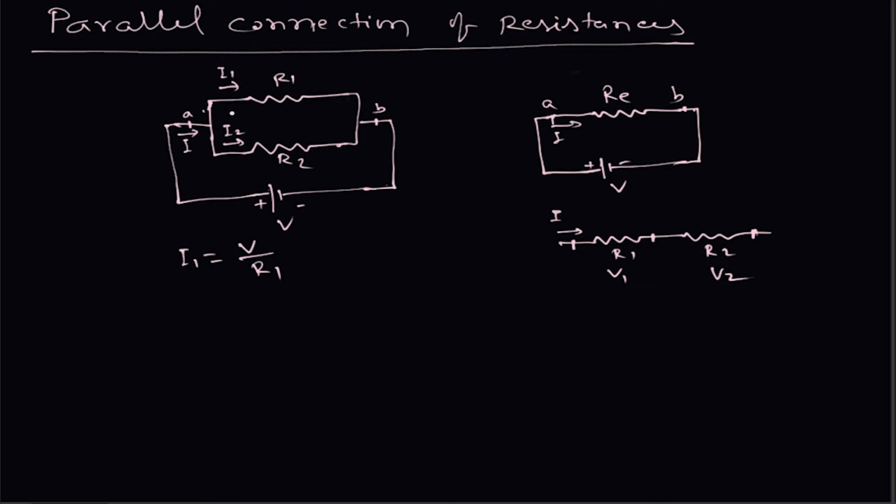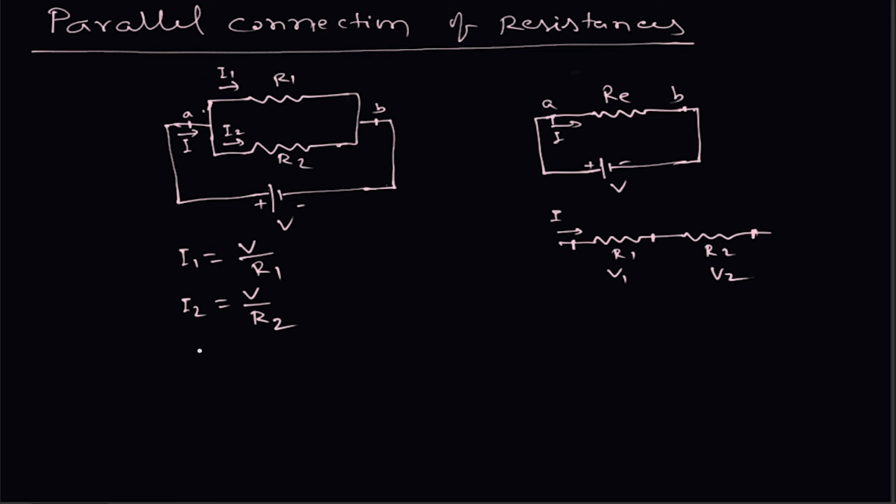Voltage across this resistance is the same as this voltage. They are directly connected. And I2 is equal to V divided by R2. Similarly, voltage across R2 is V and the current flowing through it is I2. So I2 will be V divided by R2.